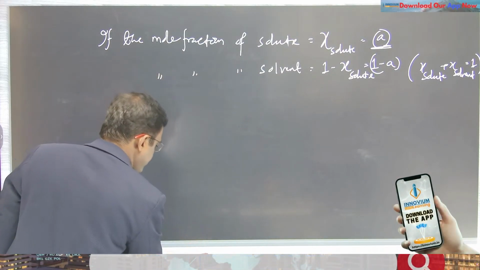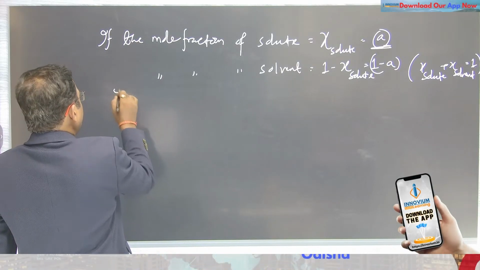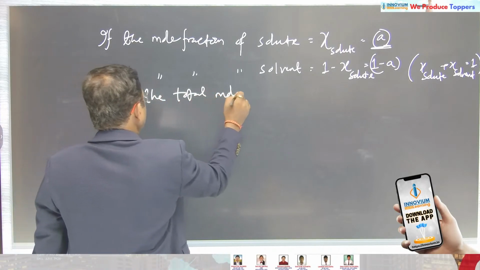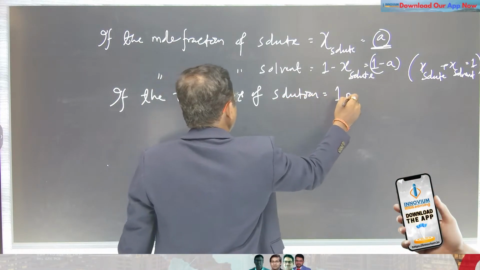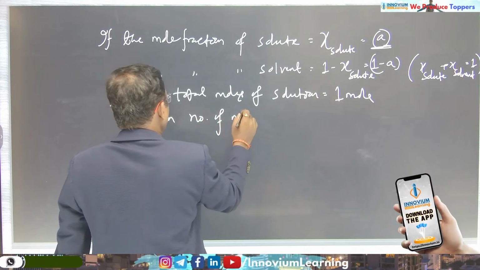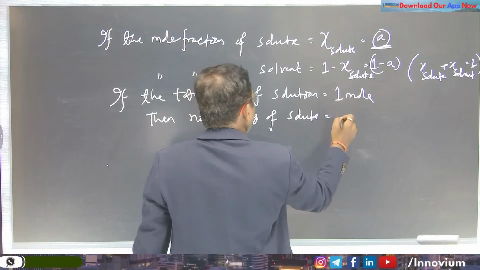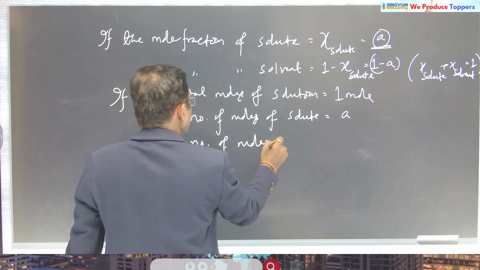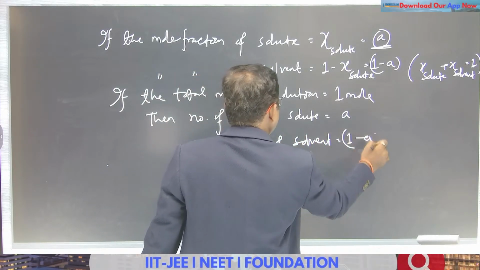So you see, if the total moles of solution equal 1 mole, then the number of moles of solute will be nothing but A, and the number of moles of solvent will be 1 minus A.